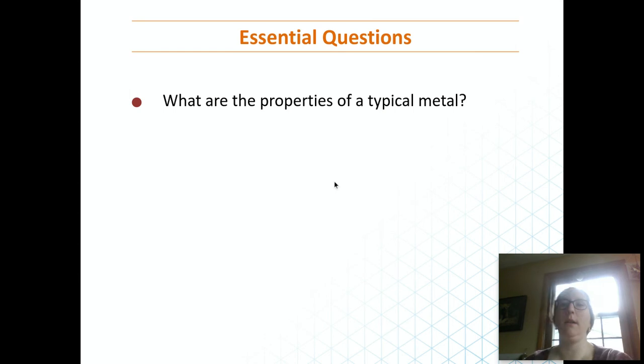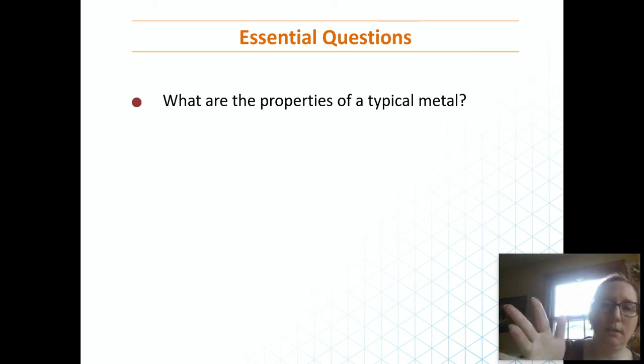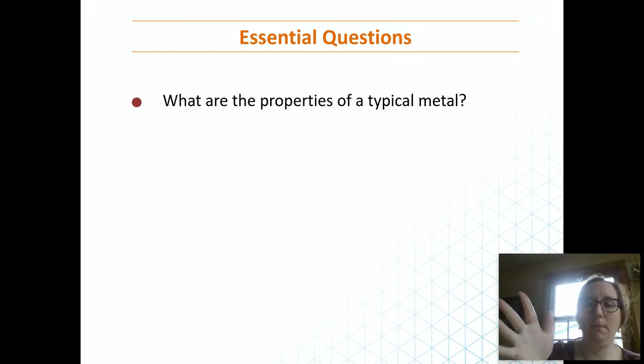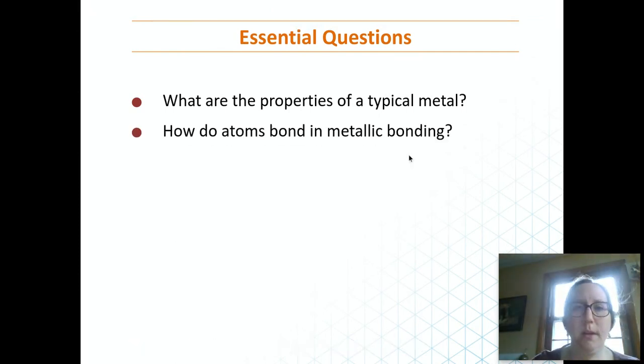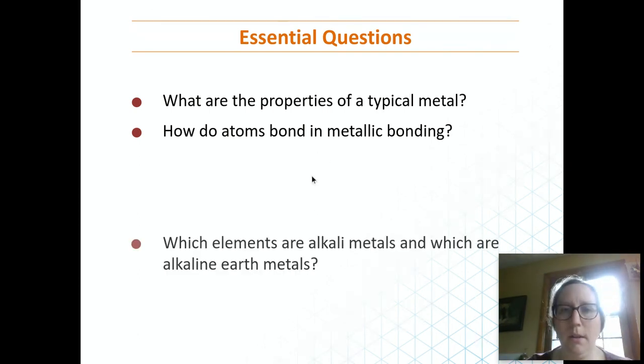What are the properties of a typical metal? They are ductile, malleable, shiny, good conductors of heat and electricity, and they form metallic bonds, okay? Watch the candy cane video. How do atoms bond in metallic bonding? So a metallic bond is different metals or the same metals that kind of release their electrons into a sea of electrons, and that allows them to conduct electricity.